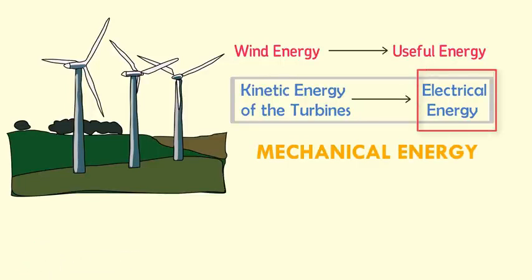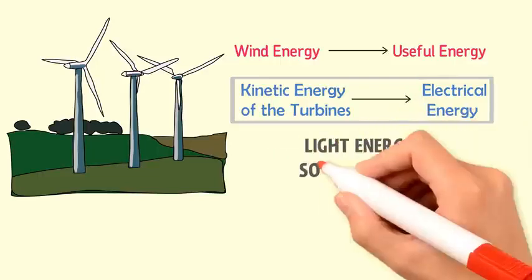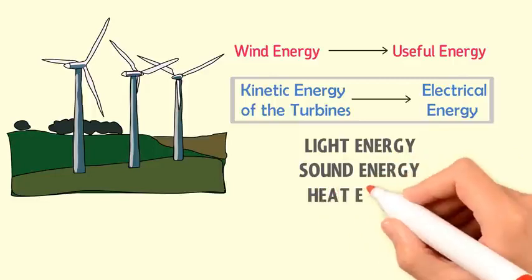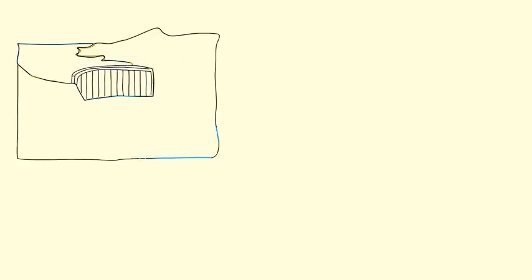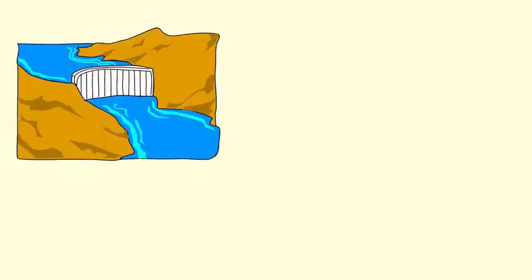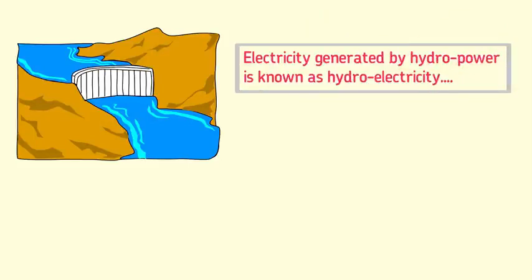This electrical energy can then be converted to light energy, sound energy, or heat energy. Thus, in this example, wind energy is converted into kinetic energy, into electrical energy, and to mechanical energy. Another example of energy conversion is hydroelectricity. We all know that the electricity generated by hydropower is known as hydroelectricity.